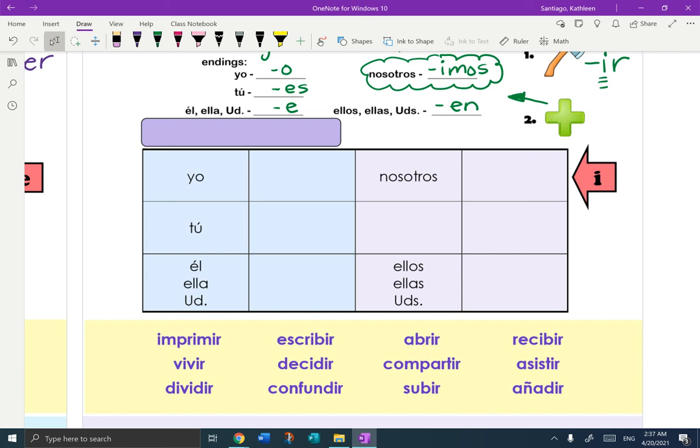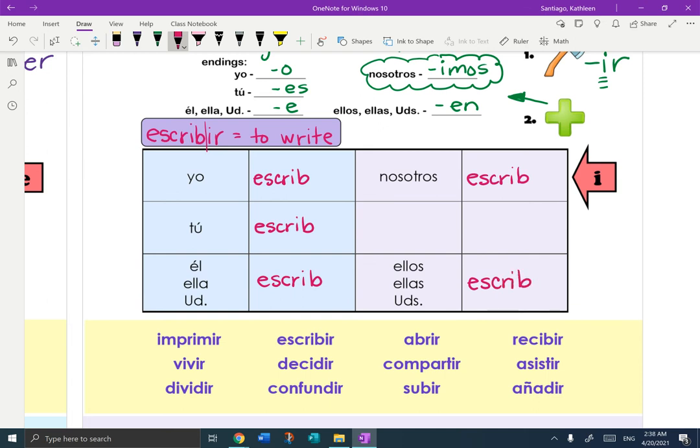Let's go ahead and do escribir. So let me just switch colors again. So I'm going to choose escribir. I'm going to write it up here. Escribir. The infinitive verb, it means to write. I'm going to chop off, and I'm left with escrib. I'm going to write that everywhere.